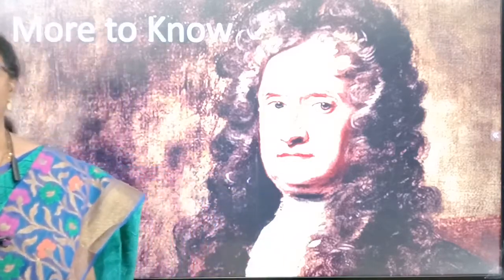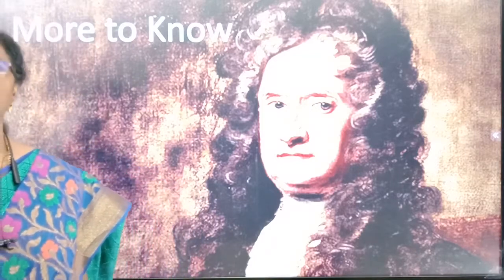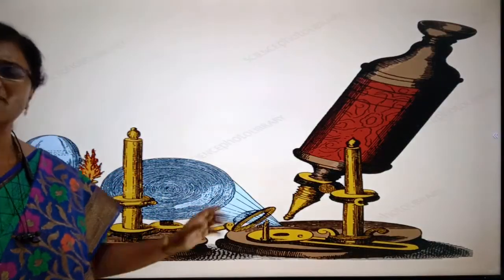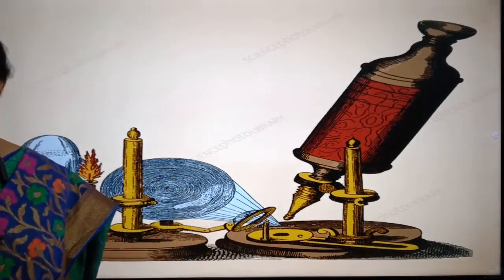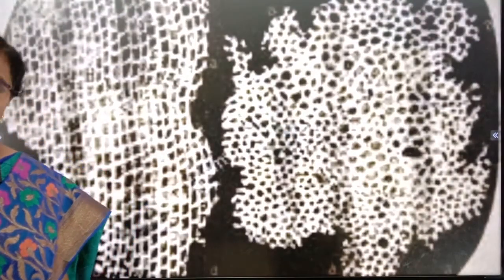Before going to cell theory, let us see the more to know. There is a box in your book which talks about different discoveries and about the scientists. Let us see some of the scientists and then we will move on to cell theory. Can you identify this personality? You can recall, yes, he is the famous Robert Hooke. In the year 1665, he discovered the cell with his simple microscope. You can recall he used cork. Cork is nothing but the bark of the tree.